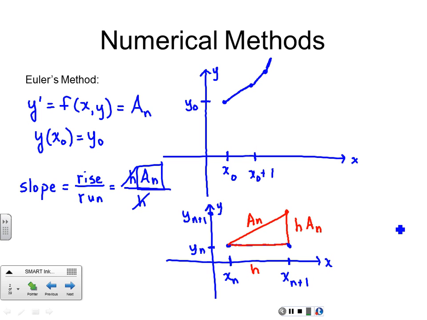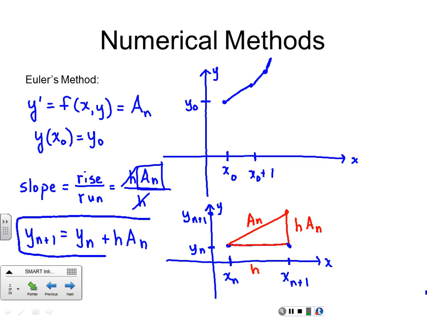Your next y, or y sub n plus 1, is equal to your first y, y sub n, plus, how much did we go up here? We went up h times A sub n. This is Euler's method formula right here.